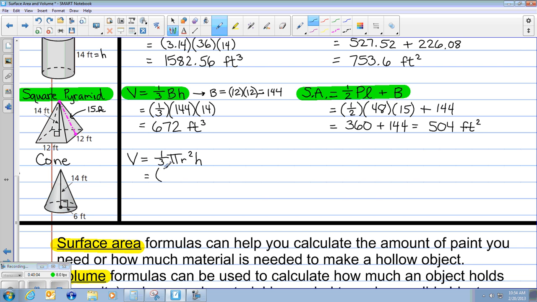So I have 1/3 times pi. Pi is 3.14. R is the radius, so that's 6. So it's going to be 6 squared, which I'm just going to change to a 36 right now because I know I have to do exponents first anyway. And then h is 14.